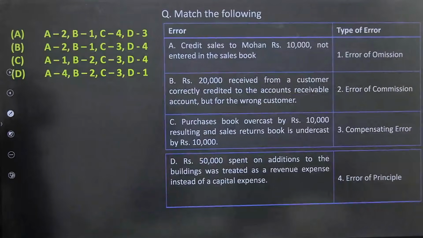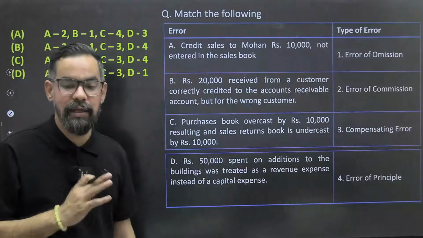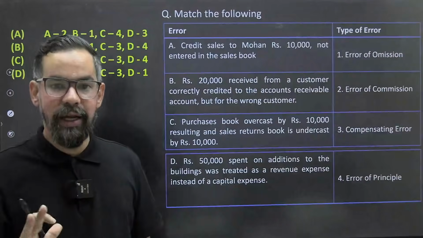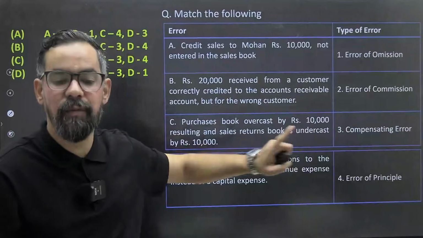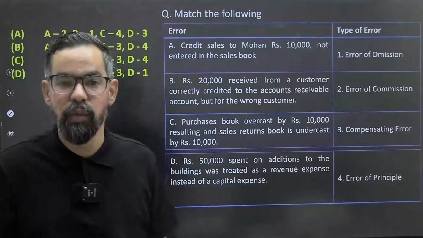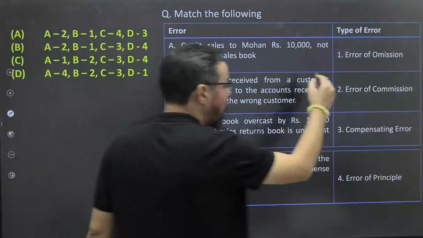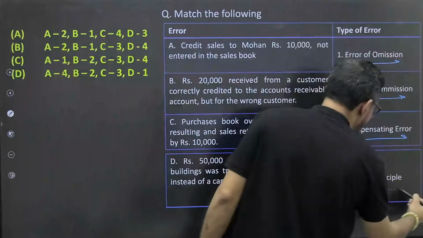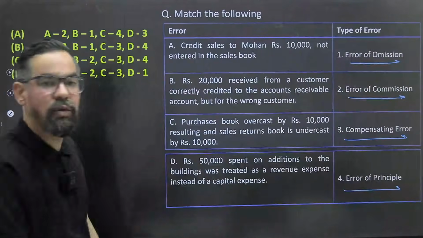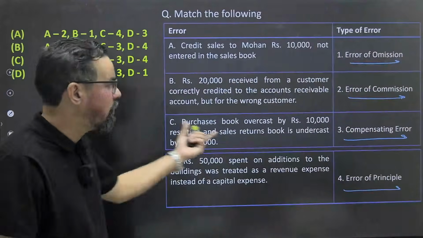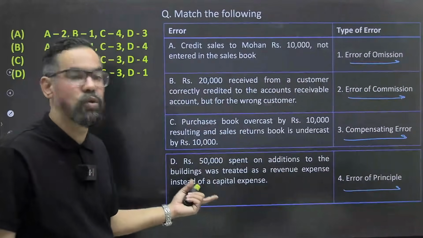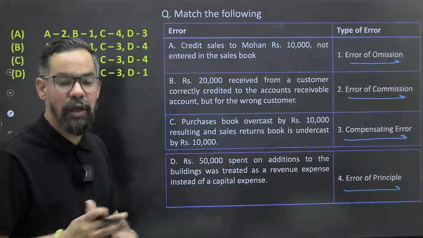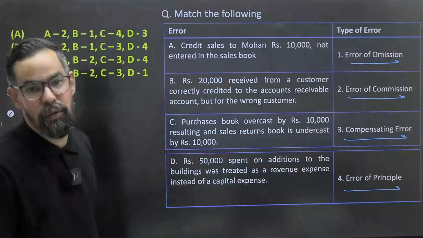Next one. This type of question also, and this is for 2 marks. So many times you'll see this type of questions and they'll ask you for 2 marks. Very, very important one. So type of error, error of omission, error of commission, compensating errors and principal error. And another side, you have given some transaction and you have to match and you have to find out the correct statement. So what examiner is doing with one question, they are checking all your fundamentals around the errors.